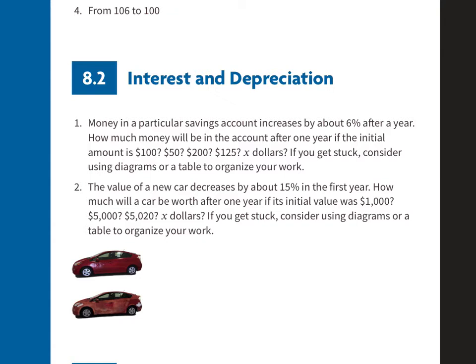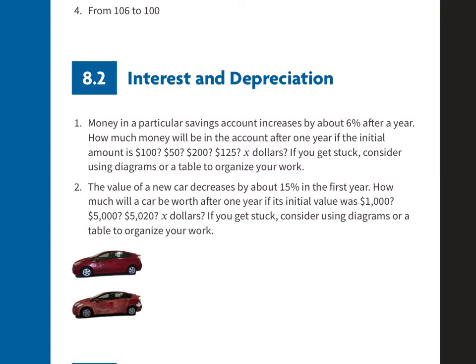8.2, number 1 on page 62. Money in a particular savings account increases by about 6% after a year. How much money will be in the account after 1 year if the initial amount is $100, $50, $200, $125, or x dollars? If you get stuck, consider using the diagram.